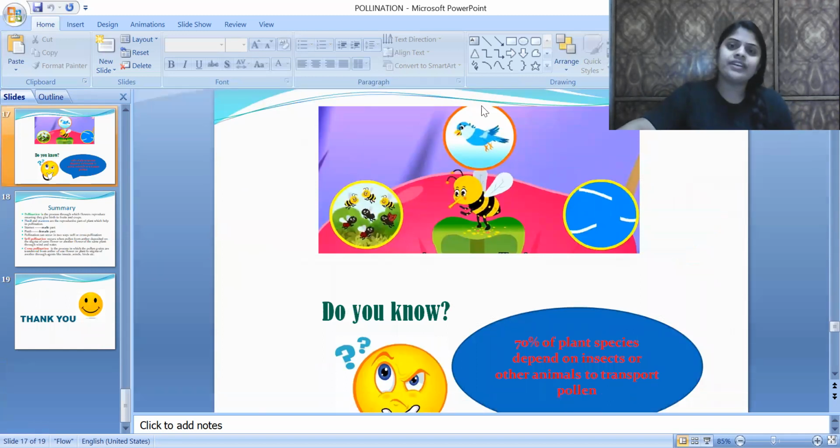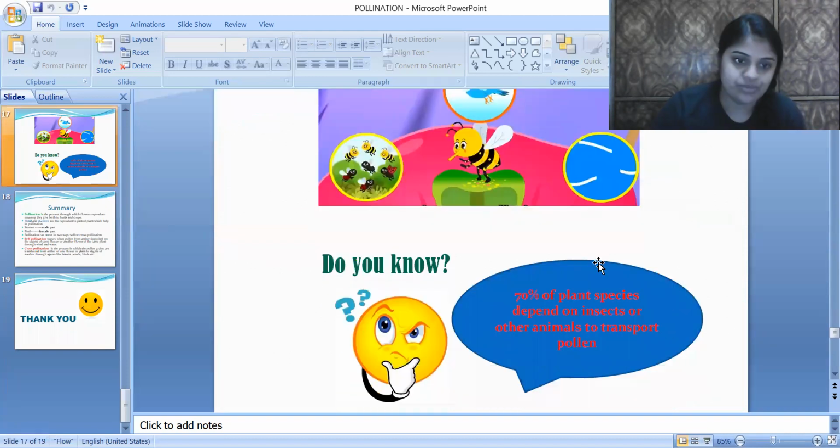Now, just look at this picture. I have already told you that in cross-pollination, a large number of pollinators are present. These pollinators may be snails, birds, insects, wind, water, anything. Now I have an interesting fact for you. Do you know that 70% of plant species depend on insects or other animals to transport their pollen grains? Interesting?